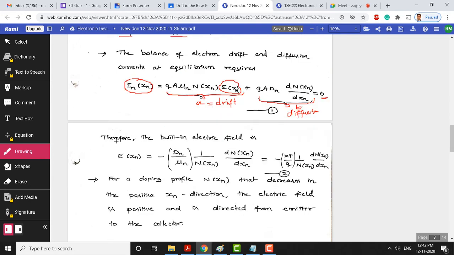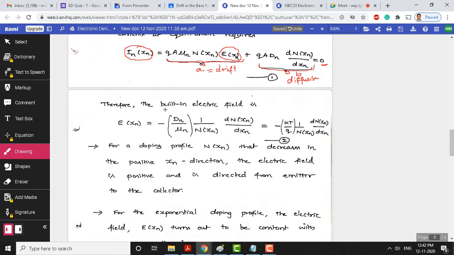Also, we have an equation for the built-in electric field, which is given by this equation. I am giving it equation number 1 here, and equation 2 shows the electric field as a function of distance. This equation you have seen earlier also. The electric field is negative, and it is related with D_N by mu_N. D_N indicates the diffusion constant for electron mobility, and this is related with 1 by N of x_N.